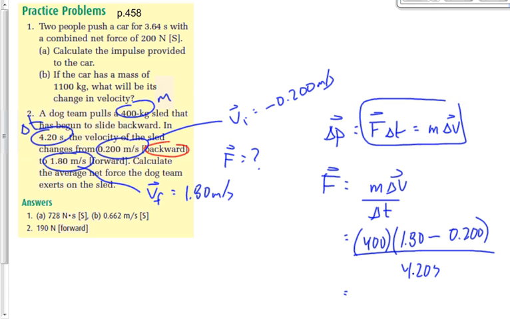Brian, when we do that, we don't get the right answer, right? What's wrong? Right, I got to make it negative 0.2. So it becomes 400 times 2 divided by 4.2, which gives me 190 newtons. And that's going to be a positive number, which means it's forwards, if I define forwards as positive.